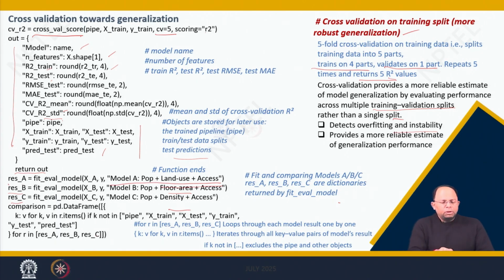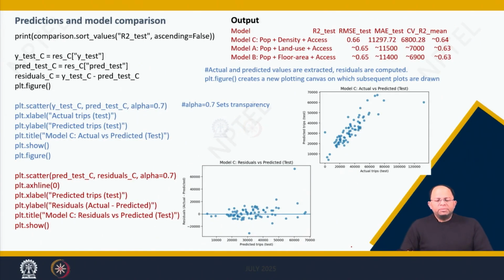And we are now going to compare these models. For R in RSA, RSB and RSC, it loops through each model result one by one, and then this K, V for K, V in R items iterates through all key value pairs of model results, and if K not in this, it excludes the pipe and other objects. So we are just going through the results and storing them first before printing. And then once we have stored them, we can print comparison dot sort values.